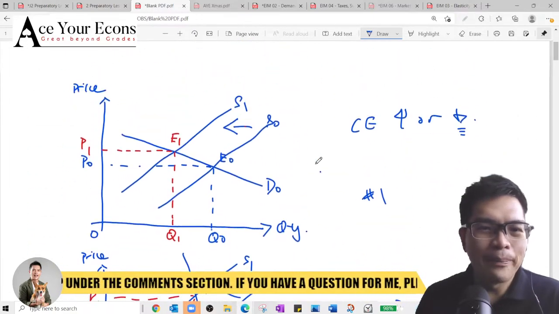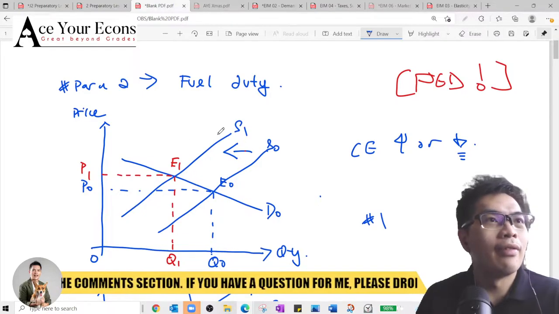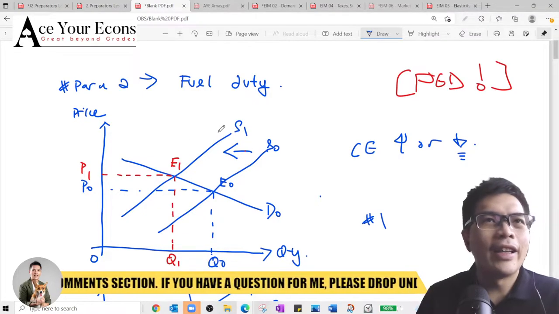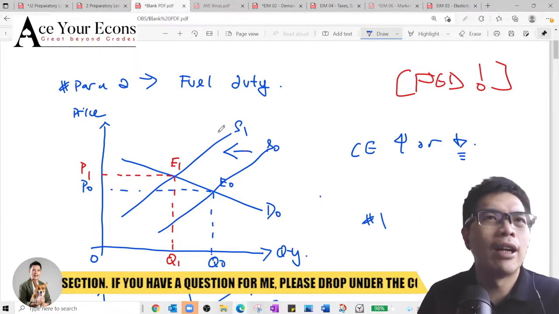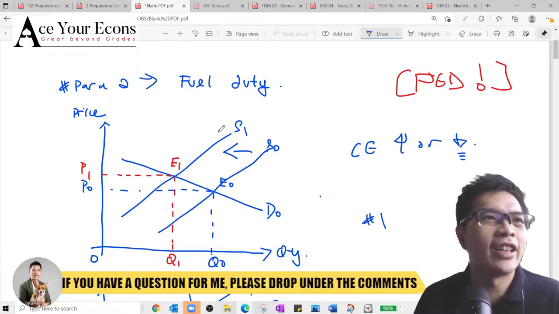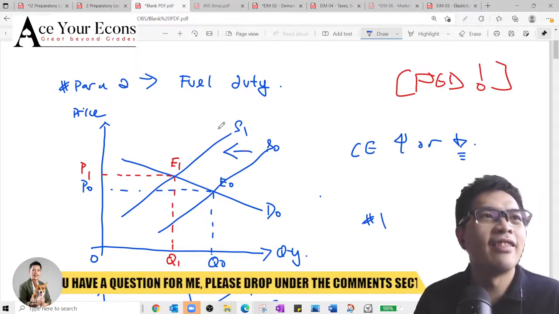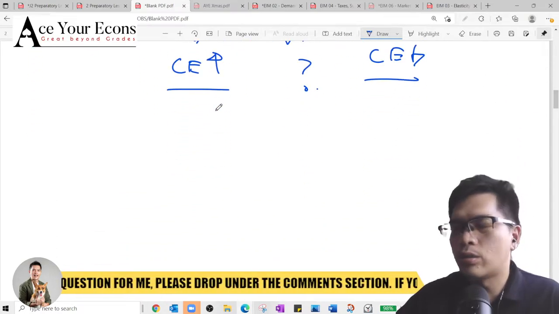So remember, no matter how much your supply curve shifts, the underlying principle whether consumer spending goes up or goes down is PED. It's not the extent of your supply curve shifting. Make sense? So what you want to compare is these two.